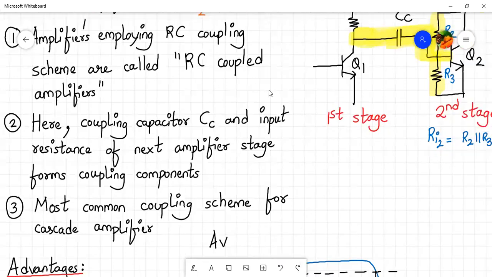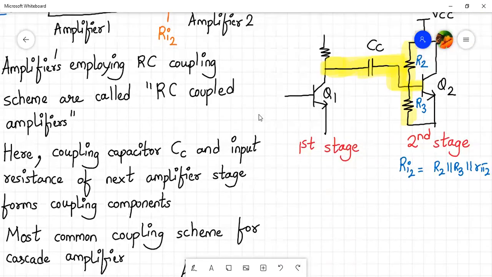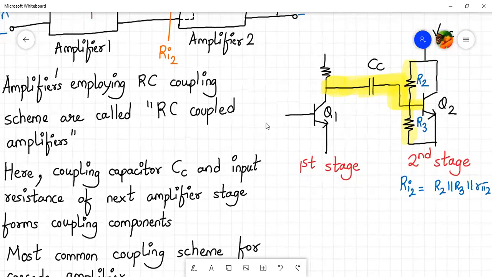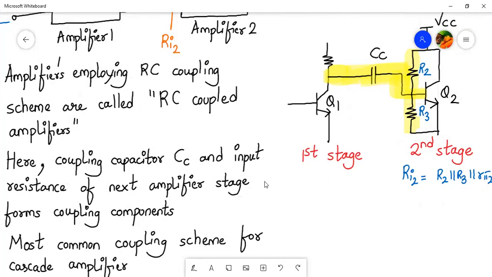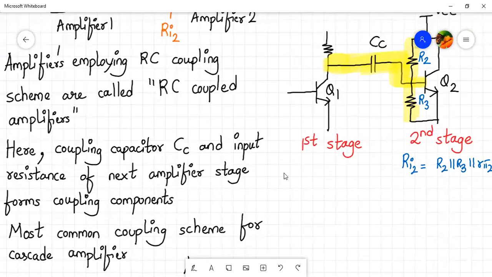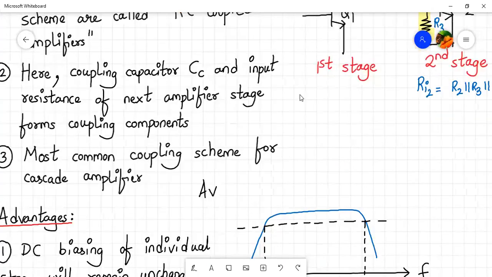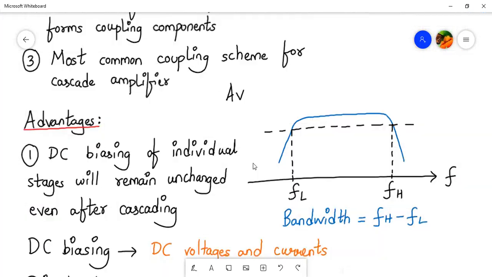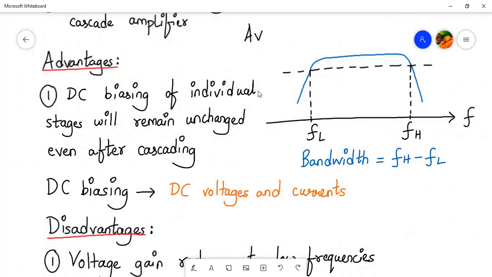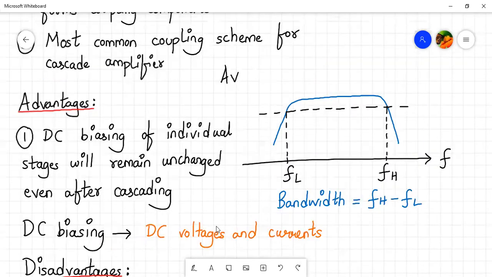So here the coupling capacitor CC and the input resistance of the next amplifier stage will form the coupling components, and it's the most common coupling scheme for a cascade amplifier. So what is the advantage? The advantage is that the DC biasing of individual stages will remain unchanged even after cascading. Now, what do you mean by DC biasing? The DC current and the voltage values of the first stage will remain undisturbed.